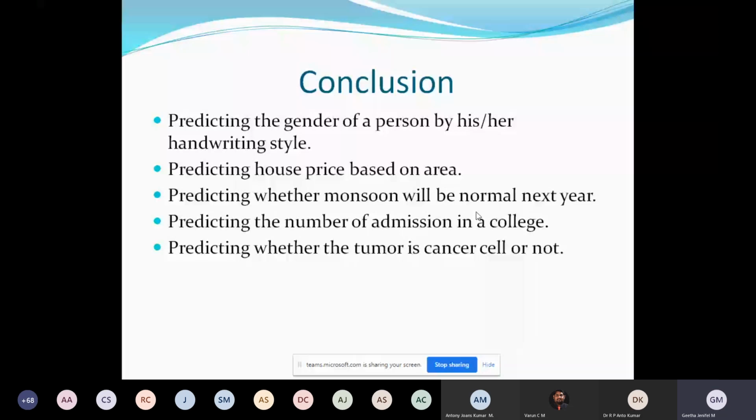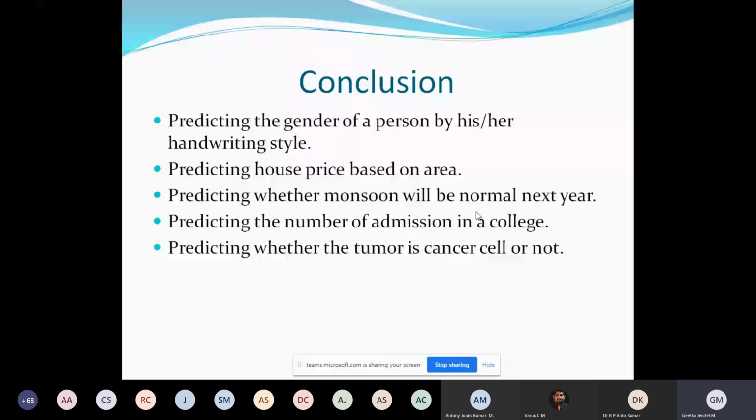The suggested projects with the help of this concept are: how to predict the gender of a person by his or her handwriting style; predicting the house price based on the area; predicting whether the monsoon will be normal next year; predicting the number of admissions in a college next year; and predicting whether a tumor is a cancer cell or not.